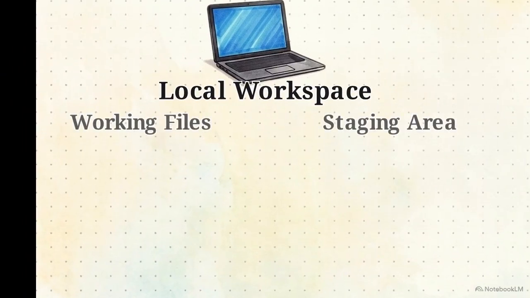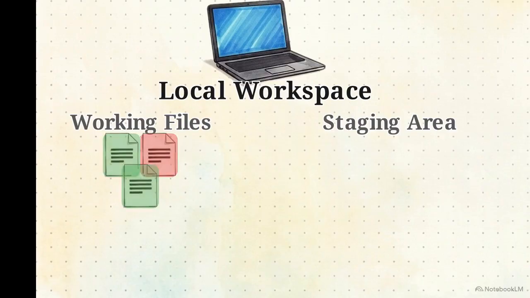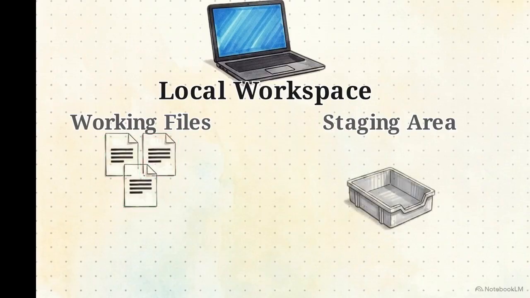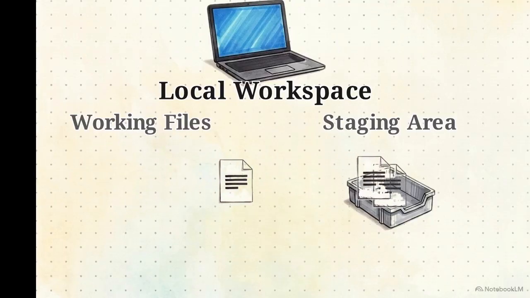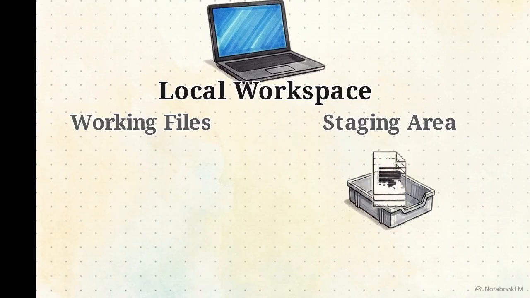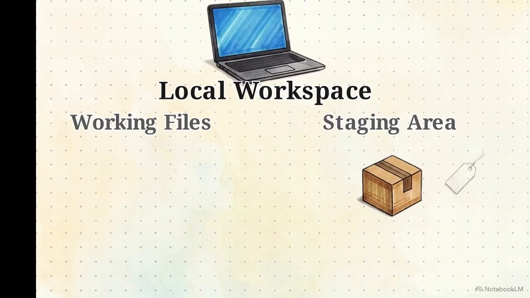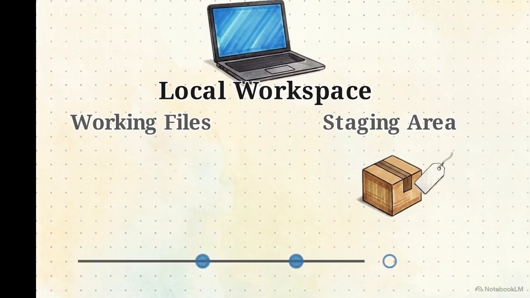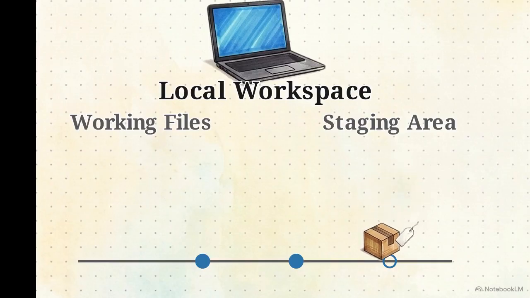These are the raw daily edits you make, like typing a new paragraph or deleting a line of code. From there, you move to the staging area. Think of this like a packing zone. You deliberately select exactly which of those raw edits you want to bundle together for your next snapshot. Finally, you commit. This action takes the items in your staging area, attaches a short descriptive label, and locks them into a permanent snapshot on a linear timeline.